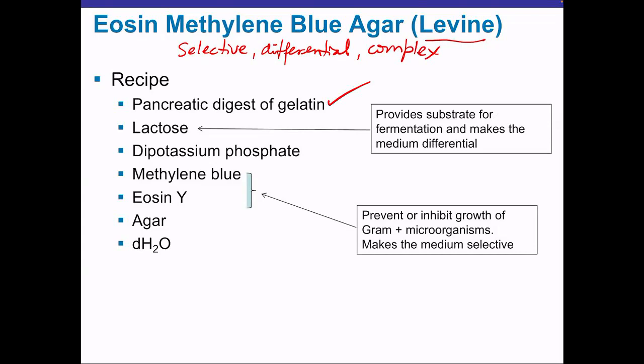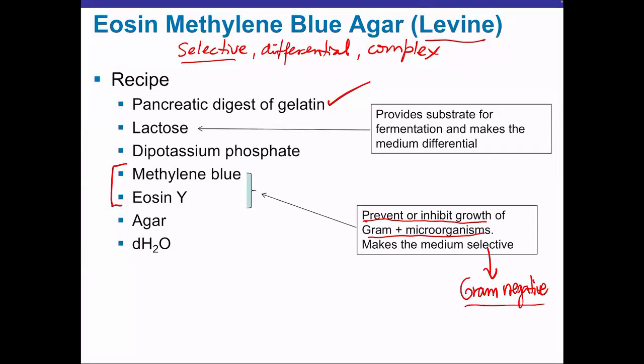Why is the medium selective? Well, these two ingredients are responsible for the selectivity. These two ingredients prevent or inhibit the growth of gram-positive microorganisms, making this medium selective for gram-negative bacteria. Those are the ones that can grow in this medium, the gram-negative bacteria.